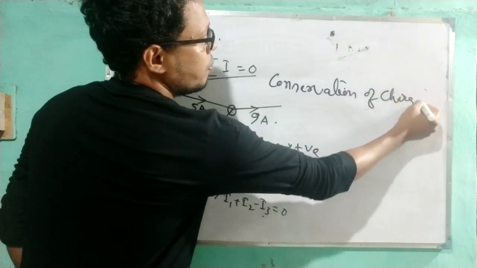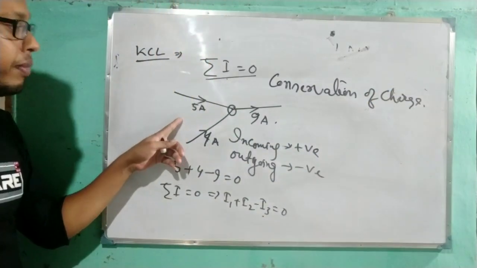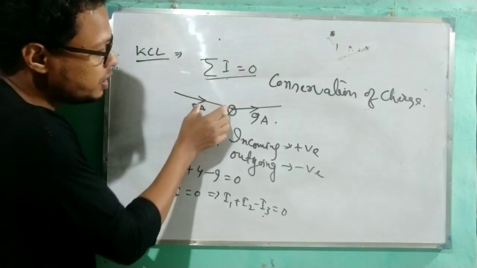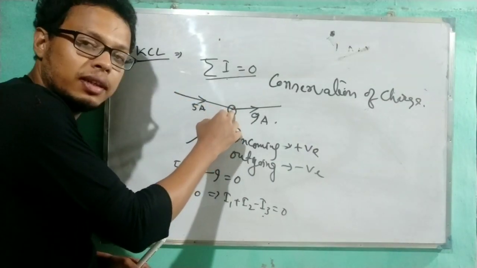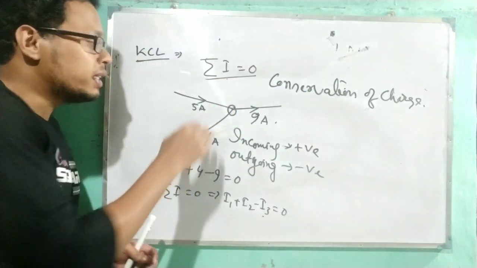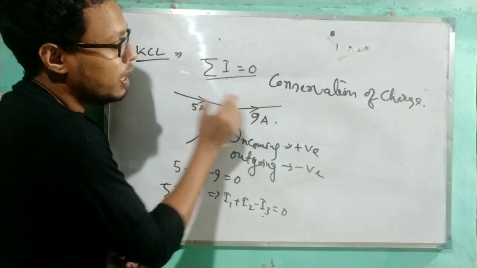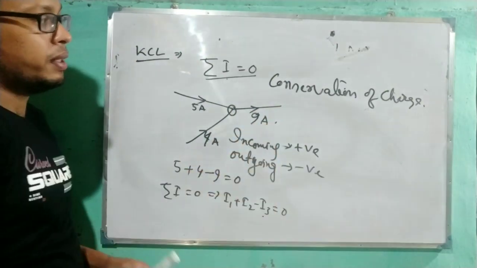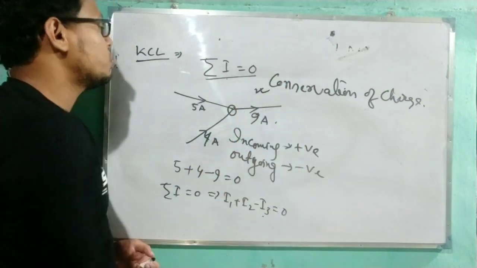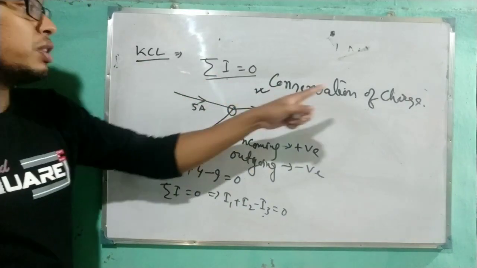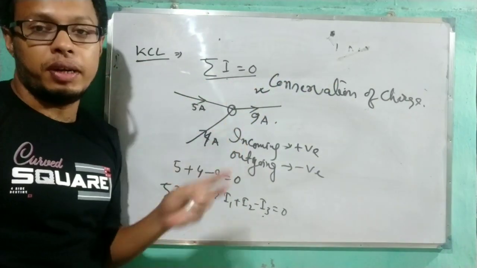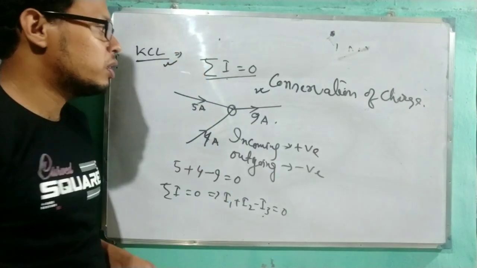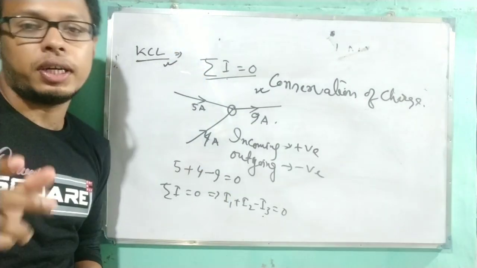Because at any time, suppose you take one time interval, however many charges are entering the junction, in the same time interval the same amount of charge is leaving that junction. That's why we are getting 9 ampere. So this KCL is based on the principle of conservation of charge. No charge can accumulate or originate. That's why you can say this KCL is based on the principle of conservation of charge.